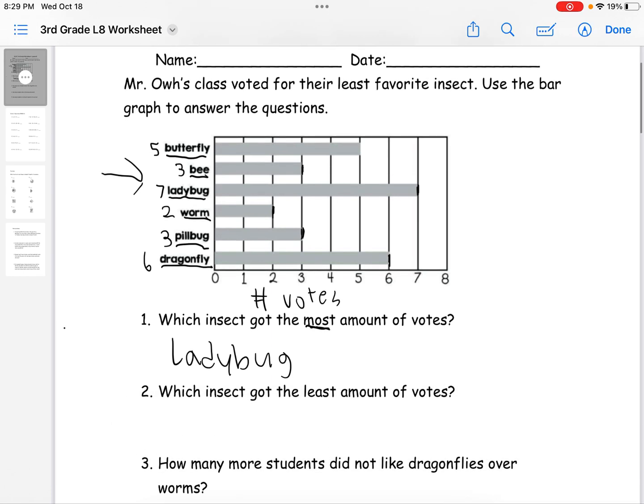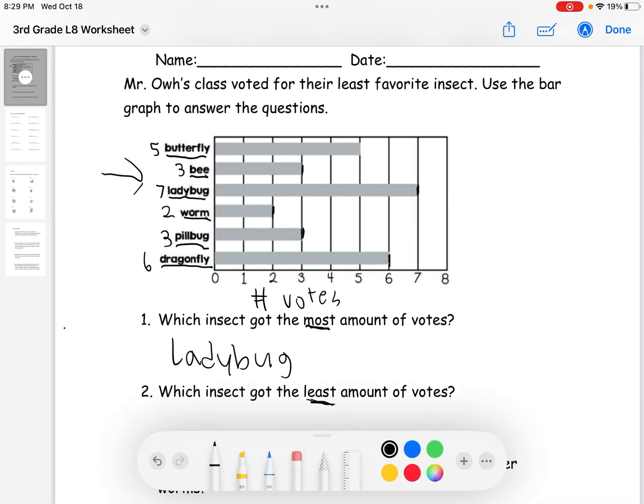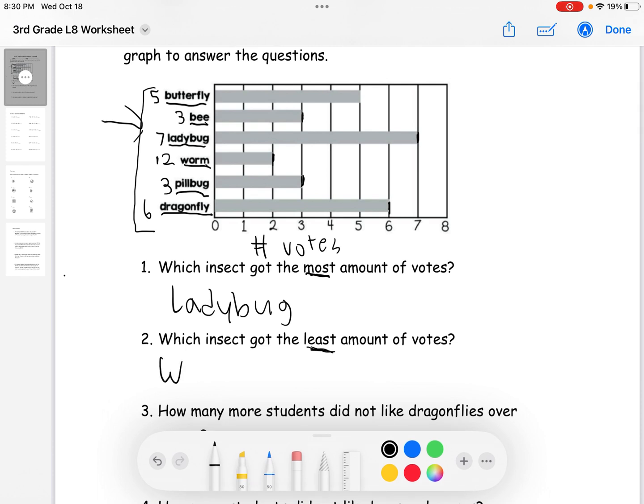Now the second question is asking which insect got the least amount of votes. If you just look at the numbers I put right here, we just look for the smallest number, and we can tell that's number 2 right here, which will be the worm. So we'll put the worm. Oh, actually, the one here kind of looks like a 12, so let me just erase that and rewrite that. This would be a 7. The 1 would be a 2. And the pill bug would be a 3.